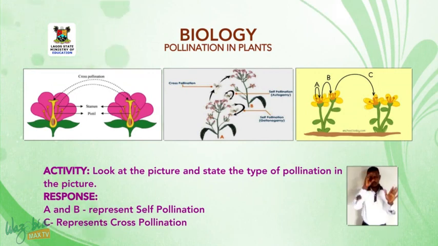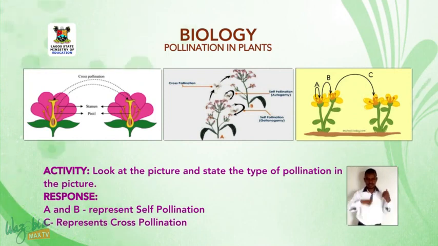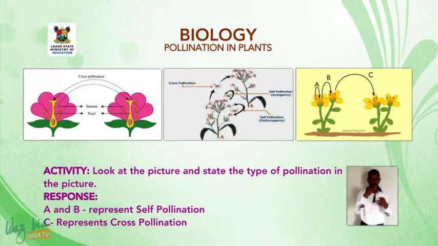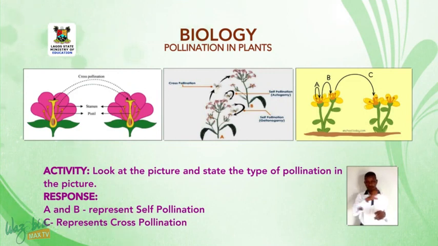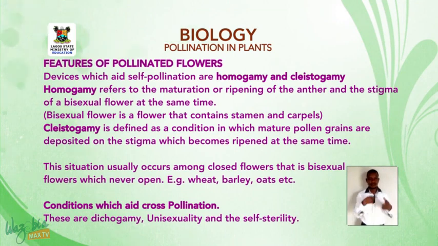Now we go into student activity. Look at the picture. Take note of your observation. State the type of pollination that you can see in the picture. Waiting for your response. Good. For A and B, it represents self-pollination. C represents cross-pollination. Now we go to discussion on features of pollinated flowers.